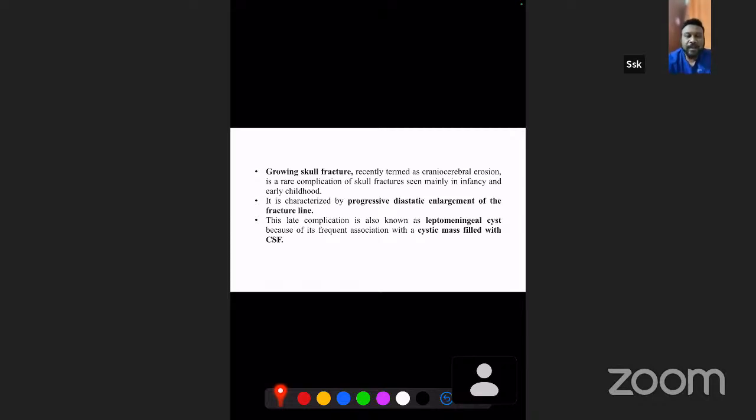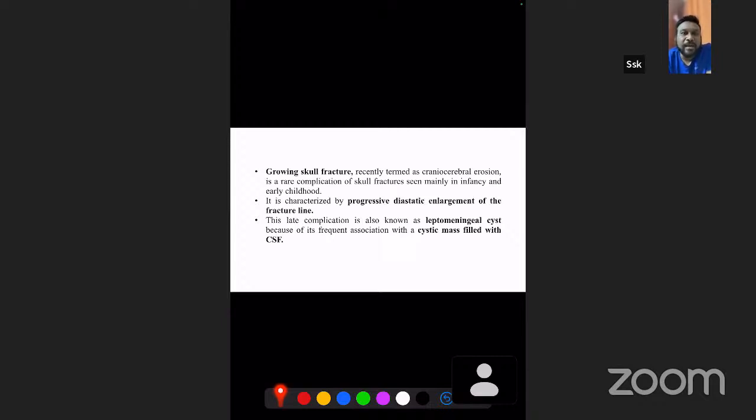So what is a growing skull fracture? A growing skull fracture is a rare complication of skull fractures seen mainly in infancy and early childhood. What happens here is progressive diastatic enlargement of the fracture line. This is a late complication, and it is also known by the term leptomeningeal cyst because of its frequent association with the cystic mass filled with CSF. Due to the fracture, there was also a tear in the dura. Through that, the CSF managed to seep out, and the fracture grew, not allowing it to heal.